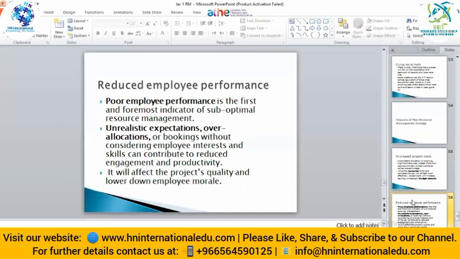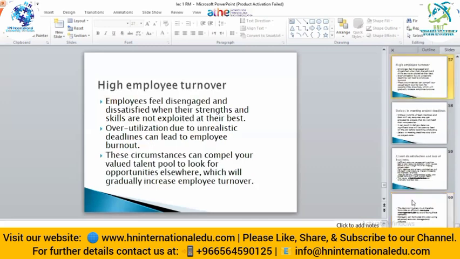So poor employee performance is the first and foremost indicator of suboptimal resource management. Unrealistic expectations, over allocations, or booking without considering employee interest and skill can contribute to reduced engagement and productivity. They are not doing their work well if we are overburdening them and we are not giving the task according to their interest. So it will affect the project's quality and lower the employee morale.